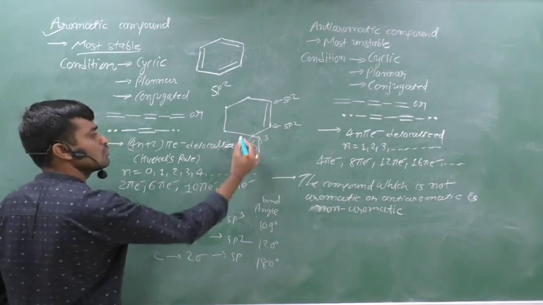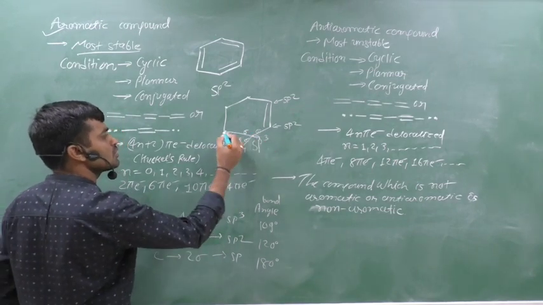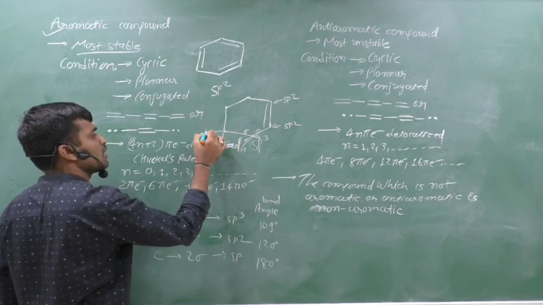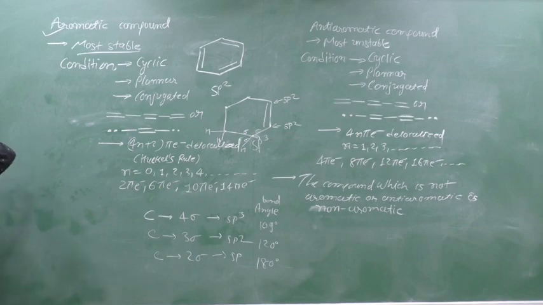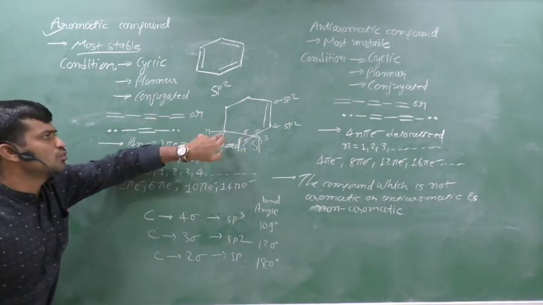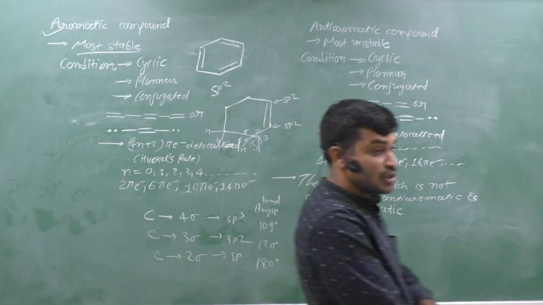This carbon has 1 2 3 4 sigma bonds. There will be two hydrogens here which we cannot see, but there will be 4 hydrogens. Therefore you can say that these 4 carbons are sp3 hybridized.